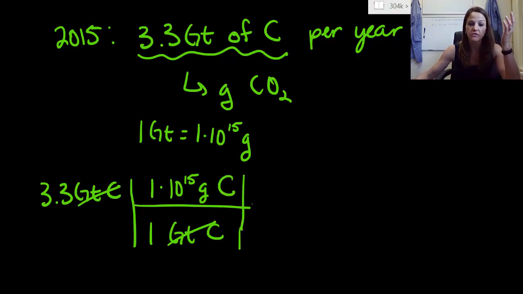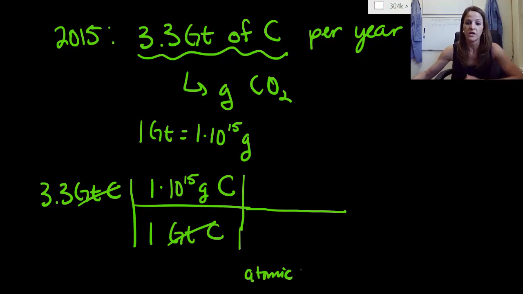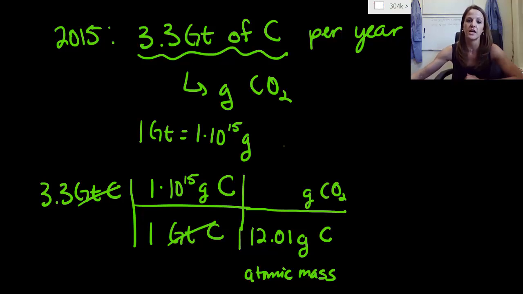Now we're in grams of carbon, and we just need to convert to grams of carbon dioxide. So here we use our atomic mass of carbon, which comes directly off our periodic table, and is 12.01 grams of carbon. And now we need to do the same thing for grams of carbon dioxide. So instead here we're going to use our molar mass of carbon dioxide. So all we need to do is add up the atomic mass of carbon, so 12, plus the atomic masses of 2 oxygens, so 2 times 16, which is 32. So we add those two numbers together and we get 44.0 grams of carbon dioxide.